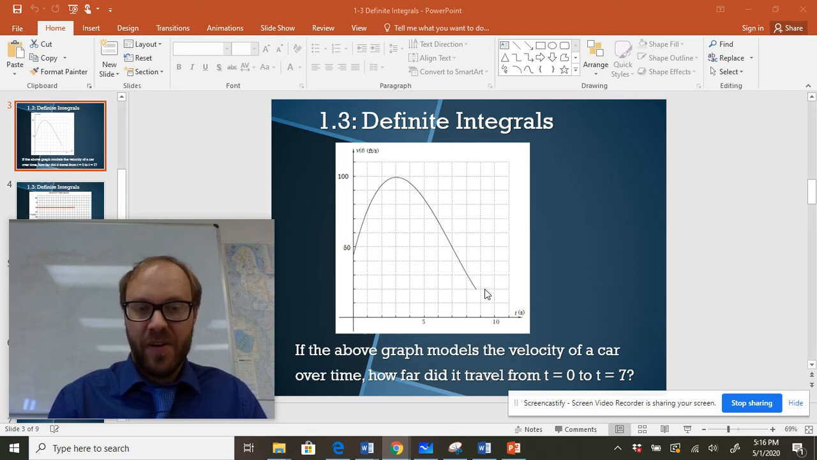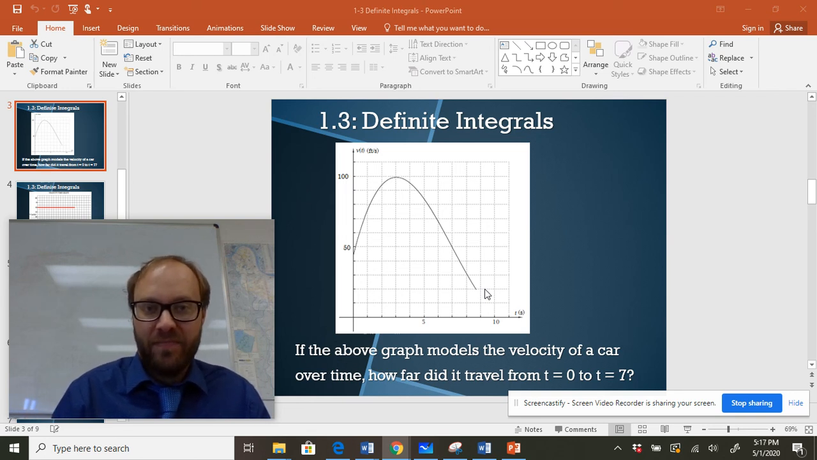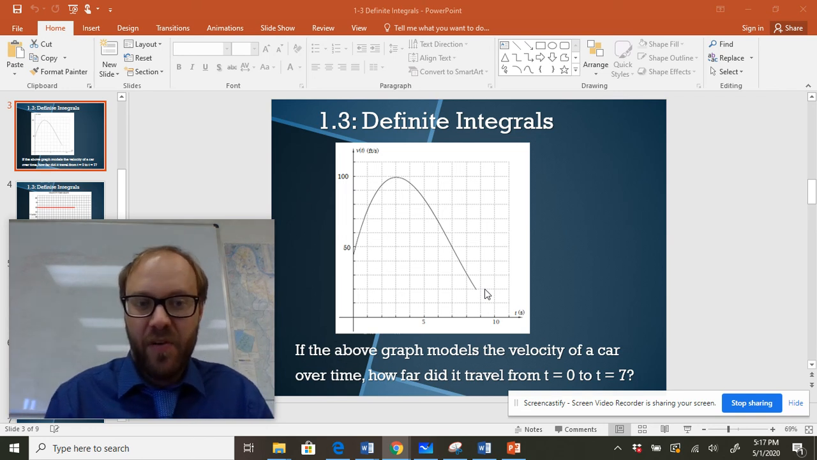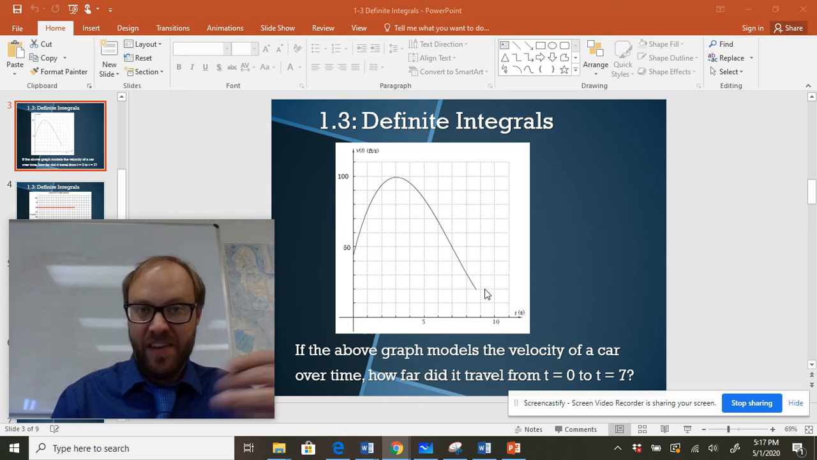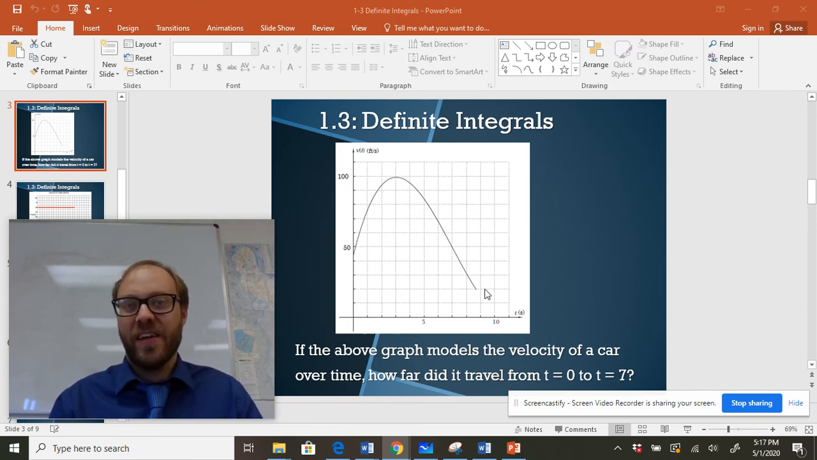Well, from a pre-cal standpoint, we have absolutely no idea how to do that. And of course, the velocity is already the kind of thing that we were calculating before. So finding the slope of a velocity function would give us feet per second divided by seconds. That would be an acceleration, which isn't what this question's asking.